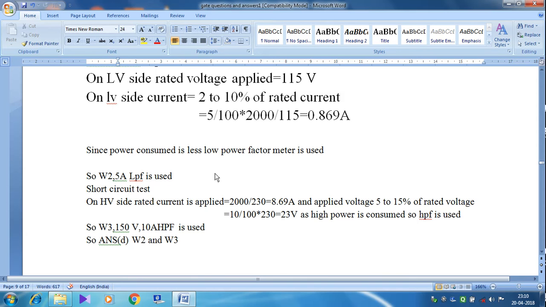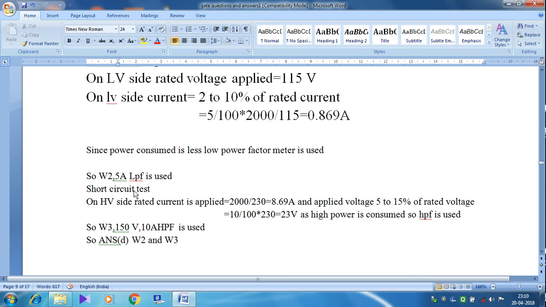Because the secondary side is open, the power is very less. It will take power only to fulfill the core loss of the transformer, or iron loss of the transformer. Because the secondary side is open, we have to use a low power factor meter here.